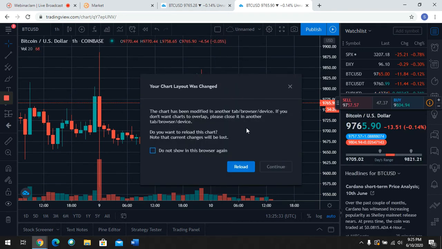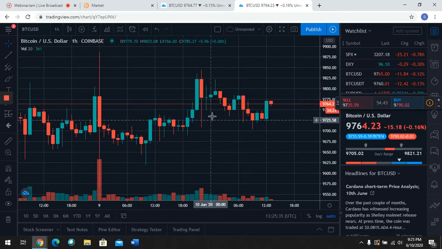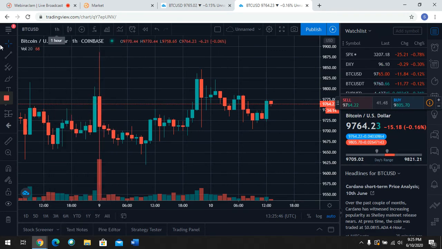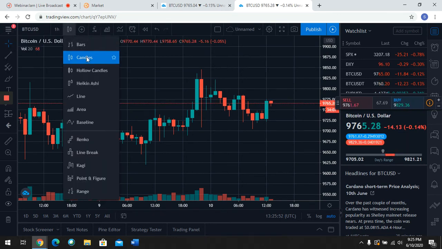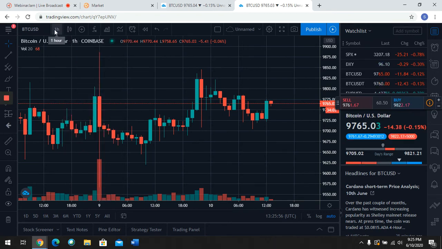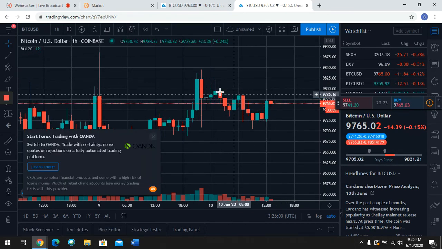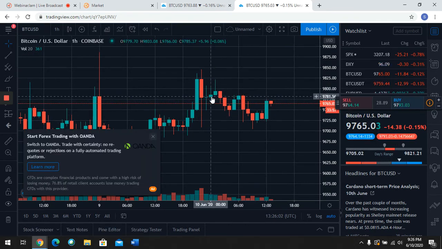Let's see what's happening. Let's take today's pattern. I'm basing on the 1 hour chart as well. If you guys want to change, you can always play around with this column over here. From here, you can change to candle, bar, and line charts. Now we are using candlesticks, and I'm using 1 hour. Let's take 10 June, which is today.